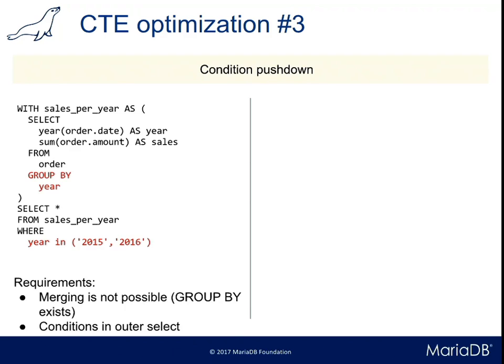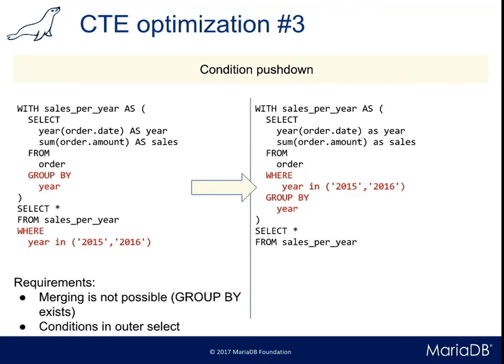So here's the problem. When the CTE has a group by, merging is no longer possible. When you push the group by into the query itself, you modify the result set, because now you're grouping instead of not grouping. However, if you have conditions in the where clause, maybe it makes sense to first filter the CTE before actually producing the final result set. So instead of computing one giant temporary table, we filter only 2 years from our database.